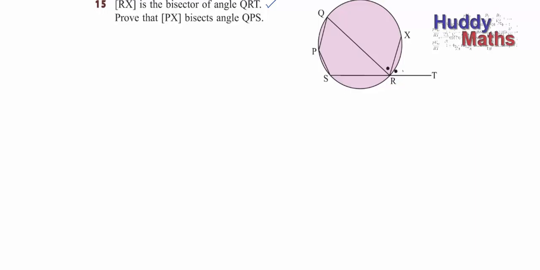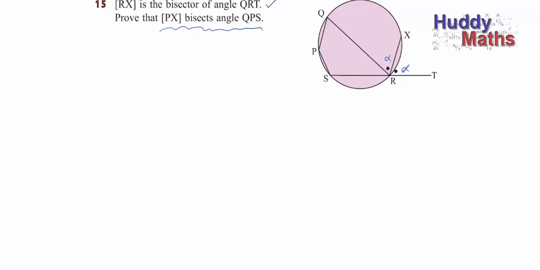QRT. That's already marked in for us. Okay, those 2 dots there. I reckon I'll put alpha and alpha. It's easier to refer to angles using Greek letters than angle XRT equals XRQ. Very messy. Prove that PX bisects angle QPS.